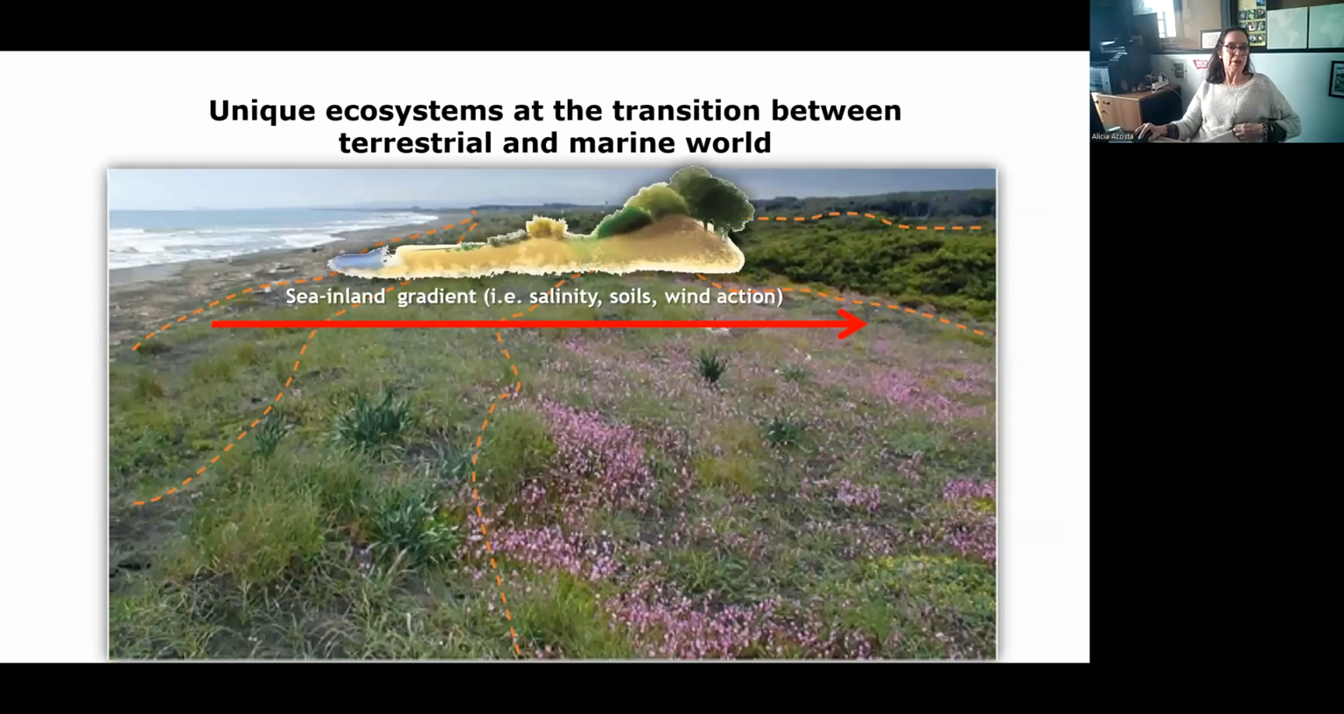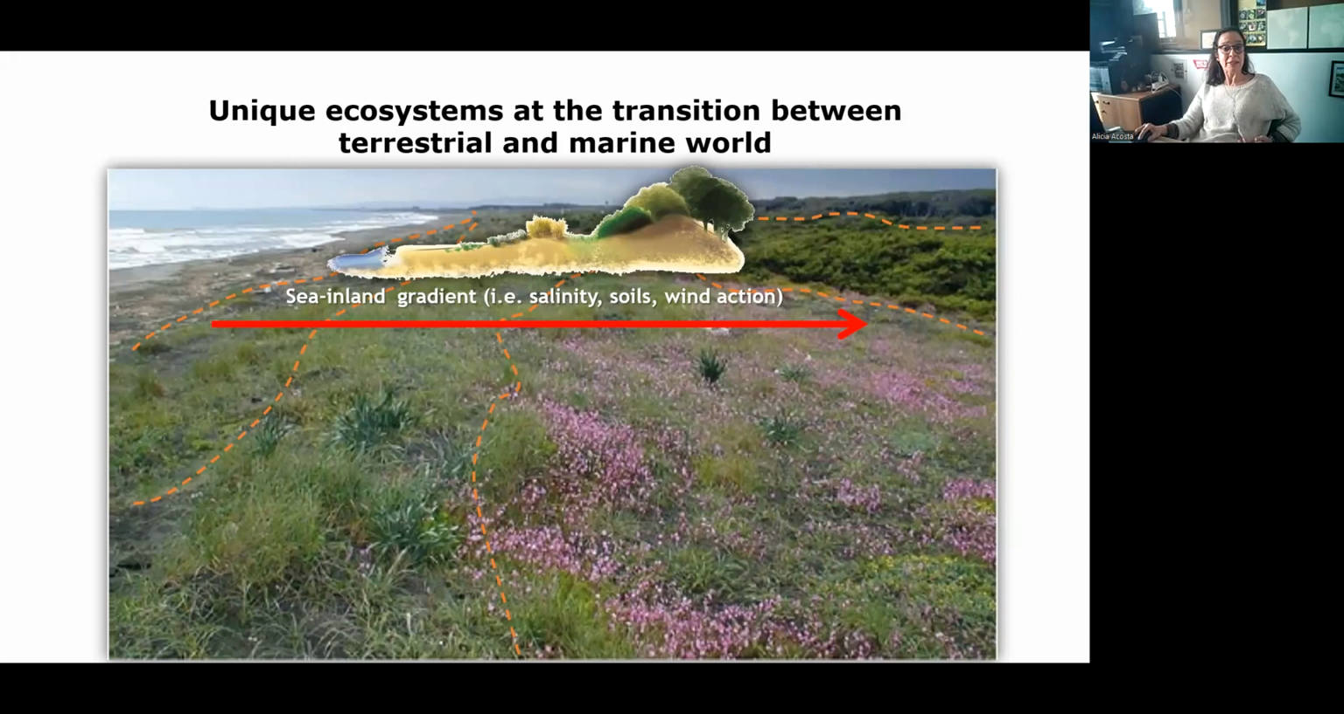Sandy shores, we say, present different communities. We have different plant communities because we are along the transition between the terrestrial and the marine worlds. And this is a key point here, because environmental factors such as salinity, substrate, wind action vary from the seaside to inland, forming so a steep directional gradient of stress and natural disturbance.